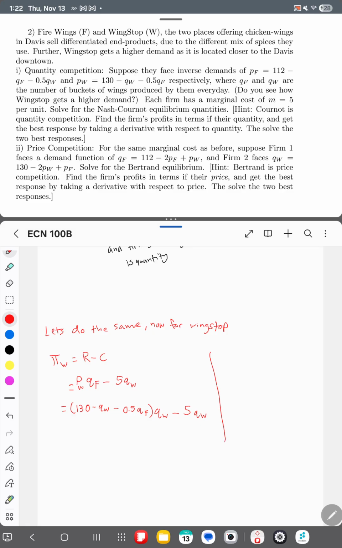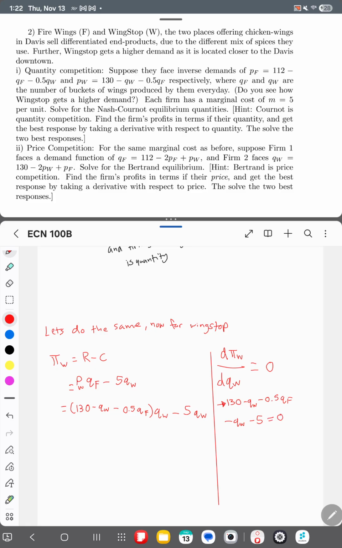So I need to take a derivative and set it equal to 0. And if I do that, what am I going to get? I'm going to get the following. It's 130 minus PW minus 0.5 QF minus QW minus 5 is equal to 0. What I write down as the derivative, you could always calculate it yourself. It's just a derivative. You've taken the derivative many times. Okay, that gives you a best response.